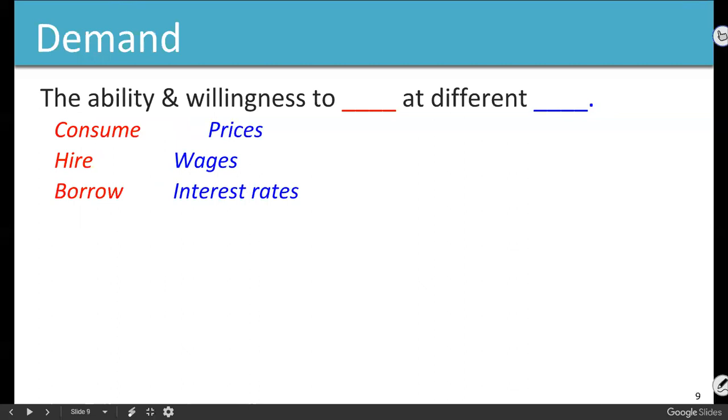Demand is our ability and willingness to consume at different prices, our willingness and ability to hire at different wages, and our willingness and ability to borrow at different interest rates.